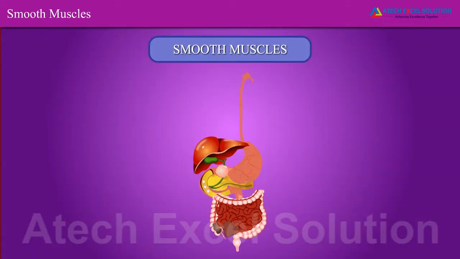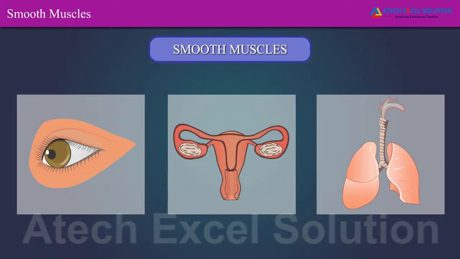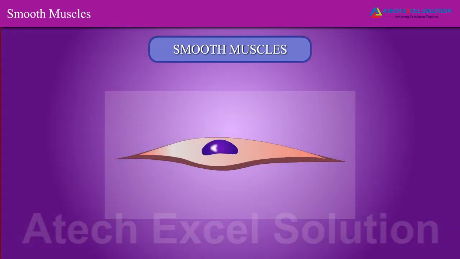Smooth muscles do not work according to our will. Hence, they are called involuntary muscles. The movement of food in the alimentary canal or the contraction and relaxation of blood vessels are caused by smooth or involuntary muscles. They are also found in the iris of the eye, in the uterus, and in the bronchi of lungs. Since the cells are long with pointed ends and have a single nucleus, they are called unstriated muscles.